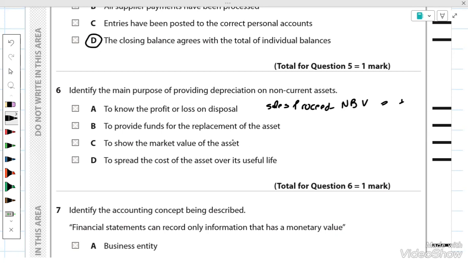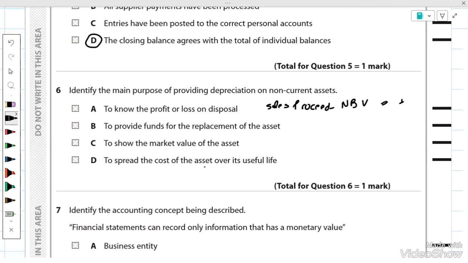A difference can happen in the future whenever you want to sell your assets in the market. So market value and net book value are two different things. And of course, market value has nothing to do with depreciation. So this is not the main purpose of this thing. So that is why C is not your option.